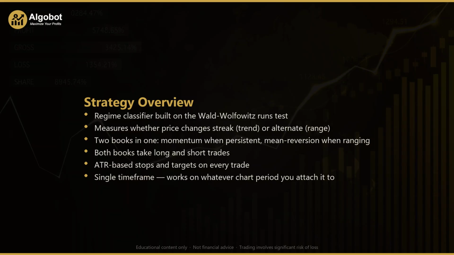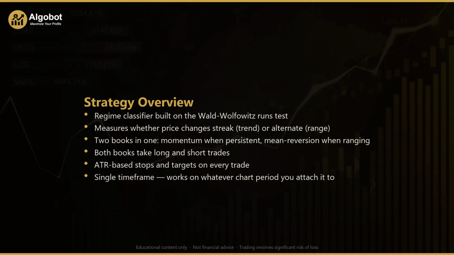A strongly negative reading means fewer runs than chance, long streaks, a persistent trend, and the EA switches into its momentum book to trade with the drift. A strongly positive reading means more runs than chance, choppy alternation, an anti-persistent range, and the EA switches into its mean reversion book to fade stretches away from the average. When the reading is close to zero, the market looks random, and the strategy stands aside.